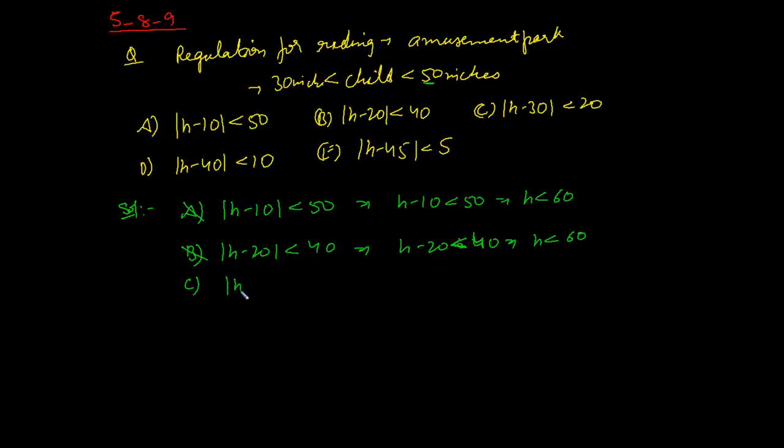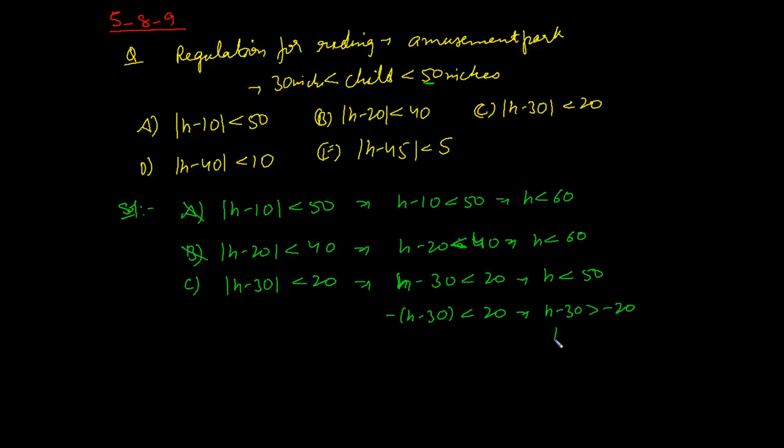Answer choice C, the absolute value of h minus 30 is less than 20, so we get h minus 30 is less than 20, and h is less than 50. That works fine, but let's see what holds true when we take h minus 30 as a negative number. So minus of h minus 30 is less than 20. It makes the equation h minus 30 is more than minus 20, or h is more than 10. No, we are looking for 30, so this goes out.